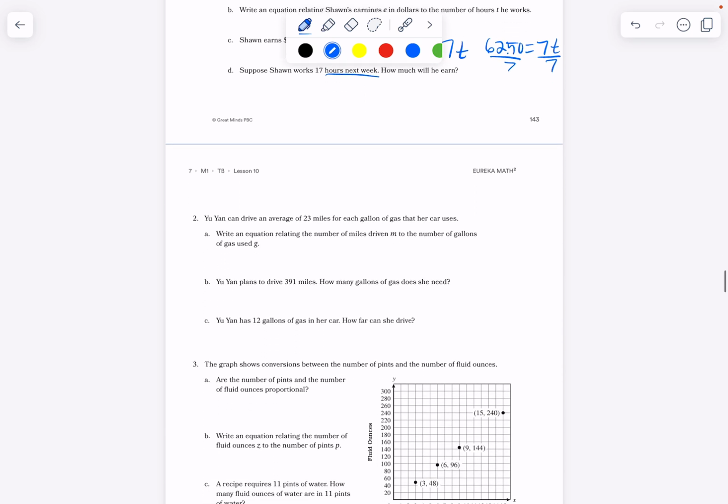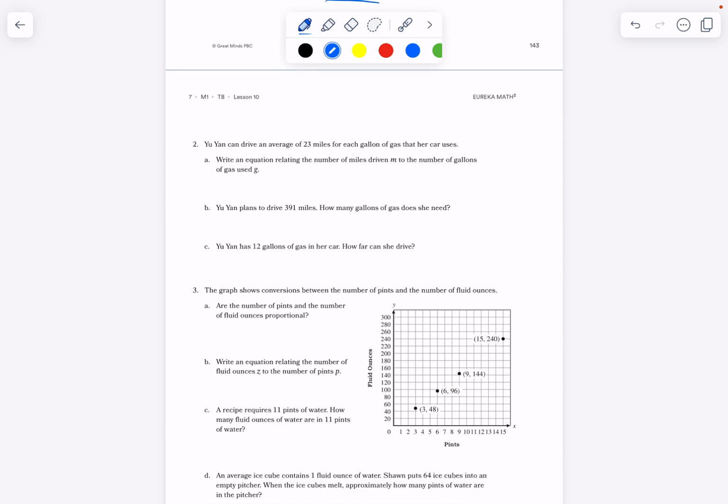Question number 2, we have someone driving 23 miles for each gallon of gas that her car uses. So I would make a table just to start off. We have G gallons of gas and how far it goes, M miles. For every 1 gallon of gas, it's going to go 23 miles. Honestly, if you use this table, it should help you answer the rest of these questions. To write an equation, again, miles driven M is already there, and then gas used G, and don't forget this is your X and this is your Y.